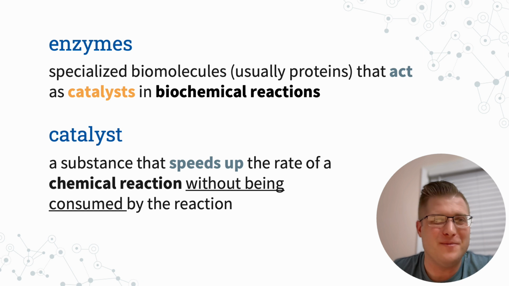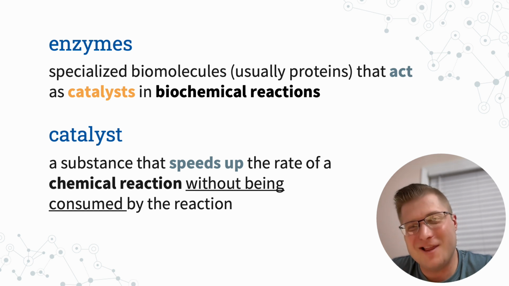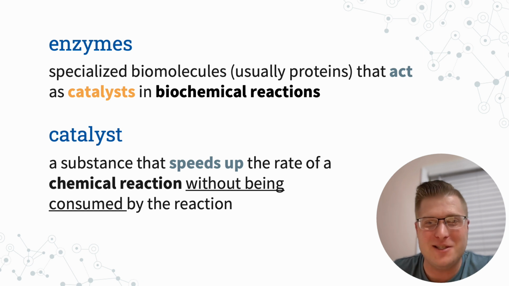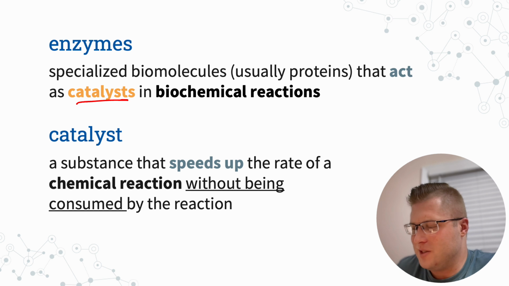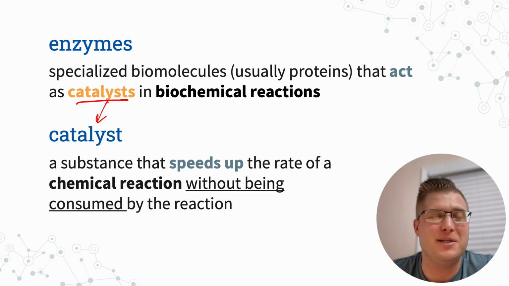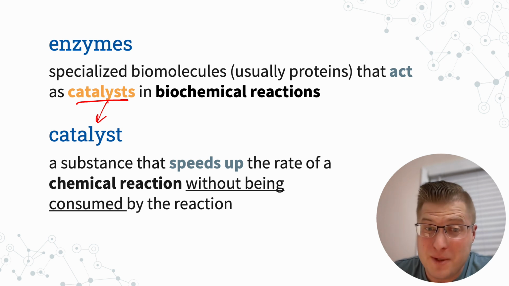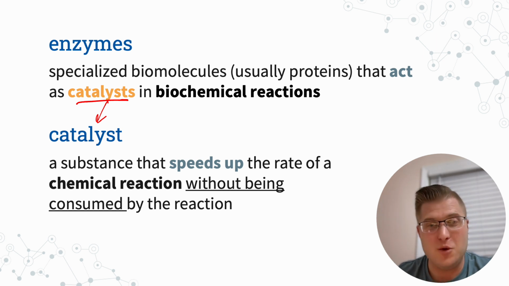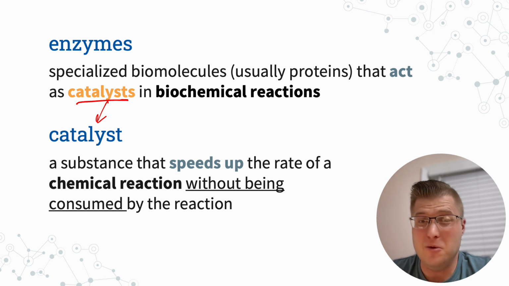So here's your definitions. Our enzymes are specialized biomolecules, usually proteins in this case, there are some exceptions, acting as catalysts in biochemical reactions. They make chemical reactions happen at the cellular level. Now, we just introduced another word there, catalyst. What's going on with that? Well, a catalyst is any substance that speeds up the rate of a chemical reaction. And here's the key part, without being consumed by the reaction. You can reuse enzymes, a type of catalyst, many, usually millions of times.